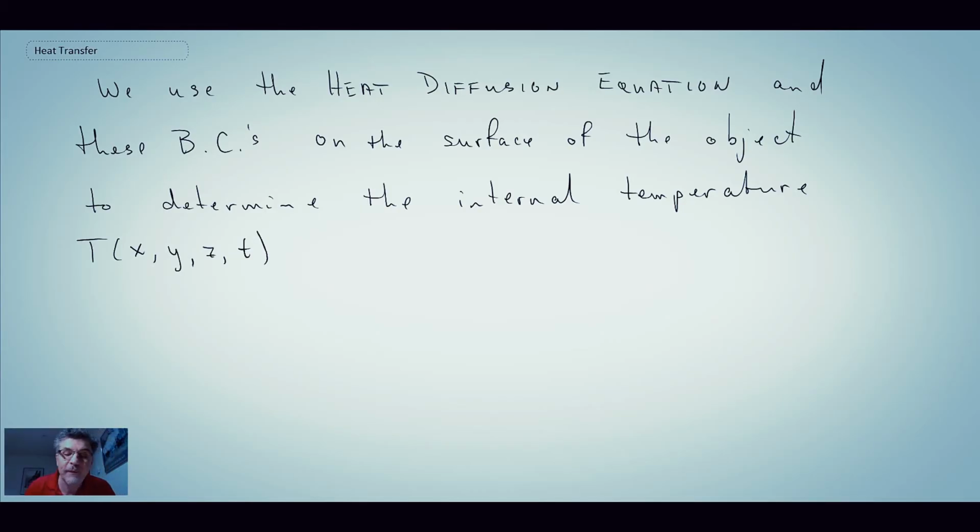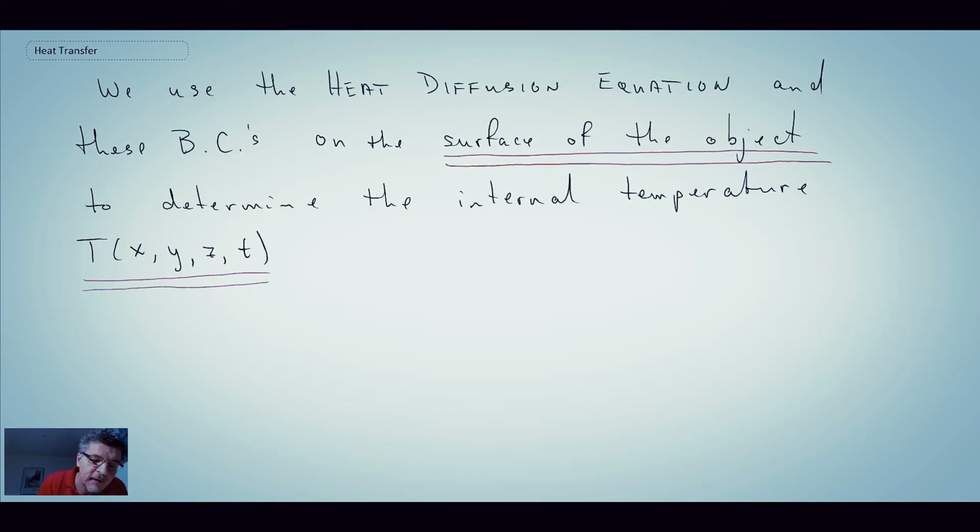Okay. So we use the heat diffusion equation and these boundary conditions, and the boundary conditions are applied on the surface of the object. And what that does is enable us to determine the internal temperature distribution in the object. And so the way that we do that, there are a couple of different techniques that we use. We can do this analytically, and that means that you solve in closed form mathematically for a temperature distribution. It would be a function then.